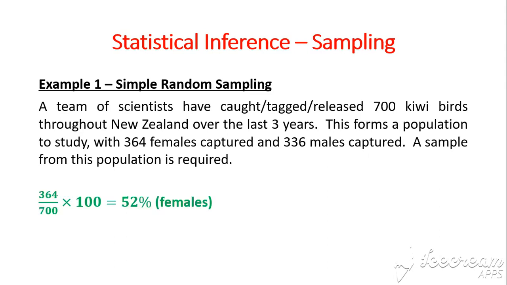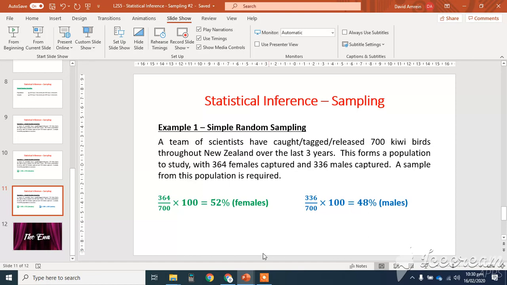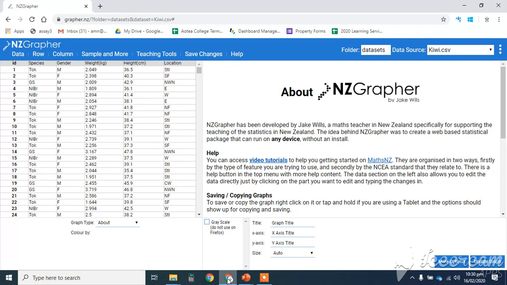Now we're going to do a quick calculation of percentages. So 364 out of 700 is 52% females and 48% males. So it's pretty close to equal proportion, hence simple random sampling is a good technique. Right, let's get into NZ-Grapher.